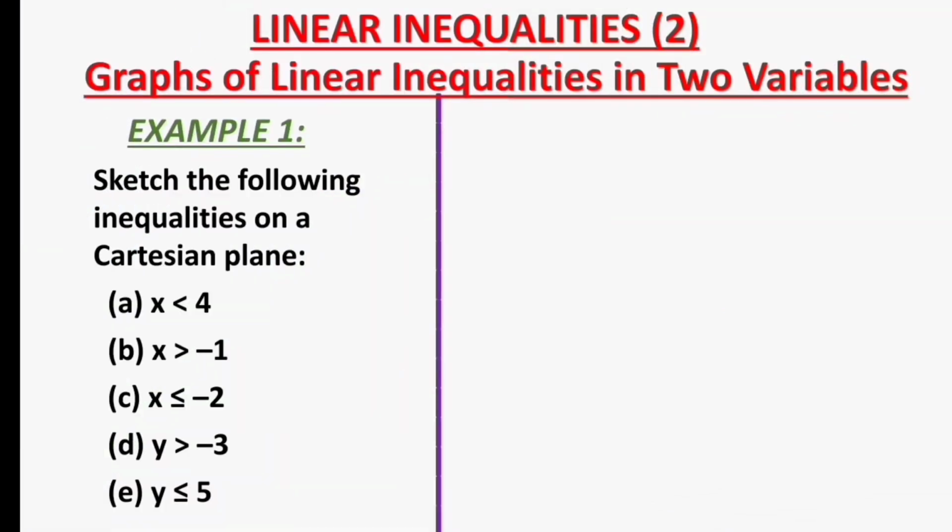Moving on, let's see our first example on graphs of linear inequalities in two variables. Example 1. Sketch the following inequalities on a Cartesian plane. Question A. X is less than 4. Question B. X is greater than minus 1. Question C. X is less than or equal to minus 2. Question D. Y is greater than minus 3. And question E. Y is less than or equal to 5.